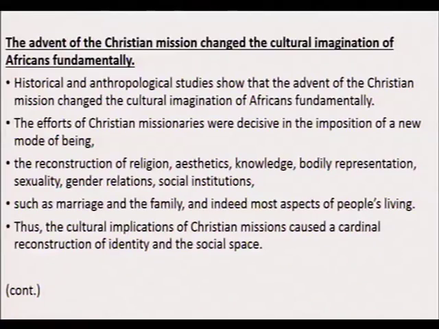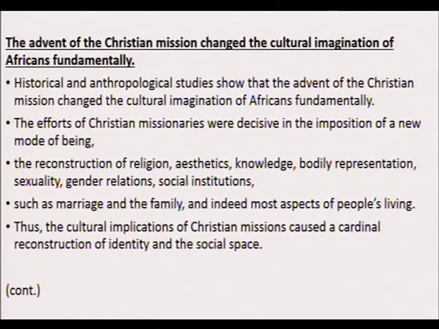Another very important aspect, or something that one could debate about or write a critical essay about your thoughts on the topic, is that the advent of Christian mission changed the cultural imagination of the Africans fundamentally. Now let's look at in which sense we can make this statement. Historical and anthropological studies show that the advent of the Christian mission changed the cultural imagination of the Africans.